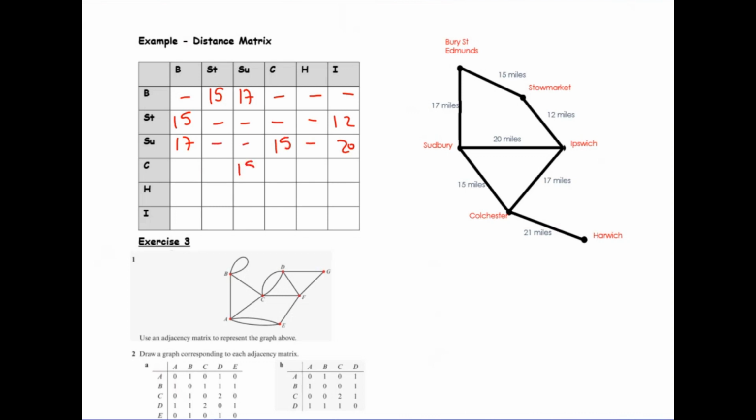Colchester is 15 miles away from Sudbury, 17 miles from Ipswich, and 21 miles from Harwich. Harwich is just 21 miles away from Colchester. And then finally, Ipswich is 12 miles from Stowmarket, 20 miles from Sudbury, 17 miles from Colchester.